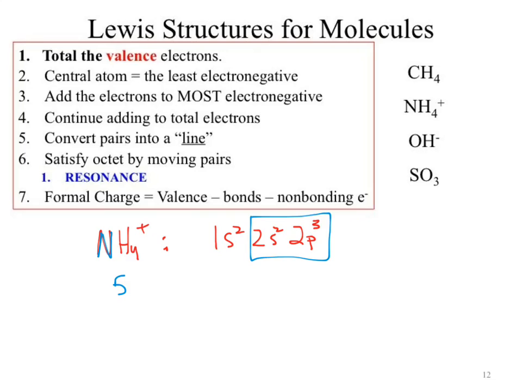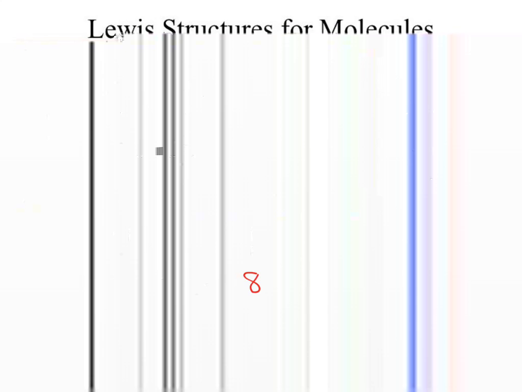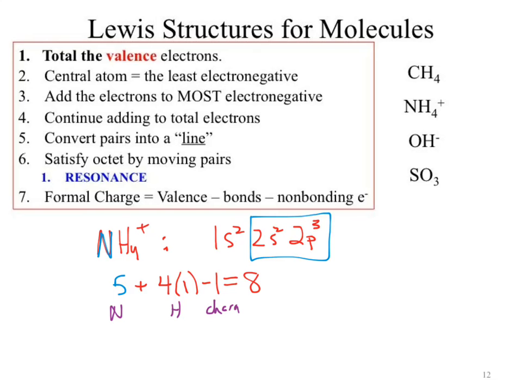How many electrons does our hydrogen bring in? 1 electron each. How many hydrogens do we have? 4 times 1. What's that plus charge mean? We lost an electron. Which means when we go through the total, what do we have to make sure we account for? That we lost that electron. This gives us what for a total? 8 electrons. So this was our nitrogen, our hydrogens, and our charge. 8 electrons need to go into our structure.